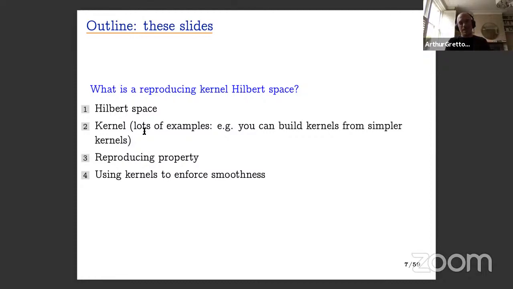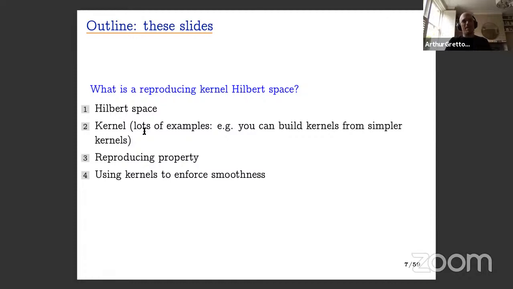Now, the key thing that I need you to take from these slides is that kernel methods are a way of enforcing smoothness. And that's the important property that we're going to be using in the subsequent slides. And so if nothing else, this is the property you should take home.